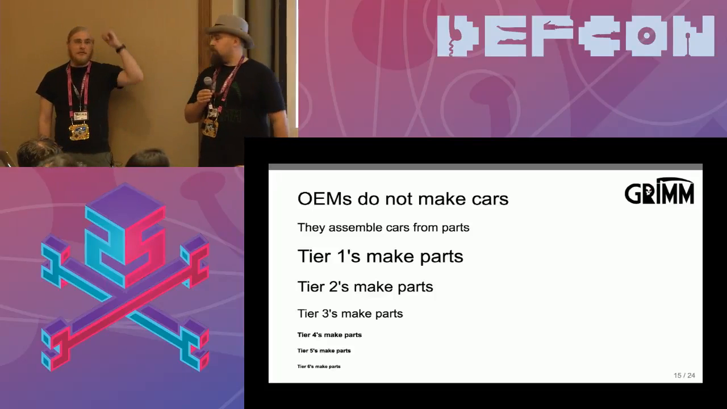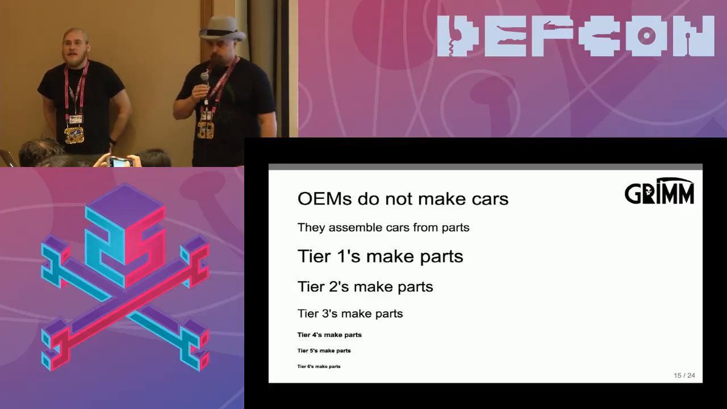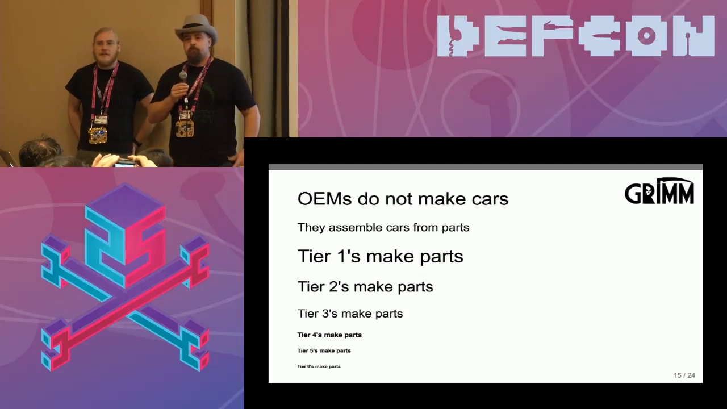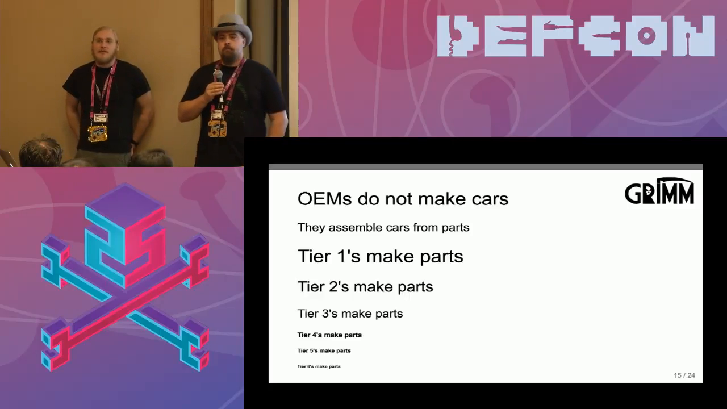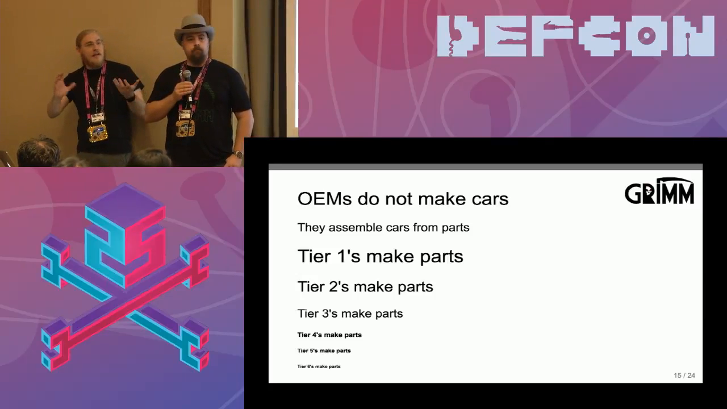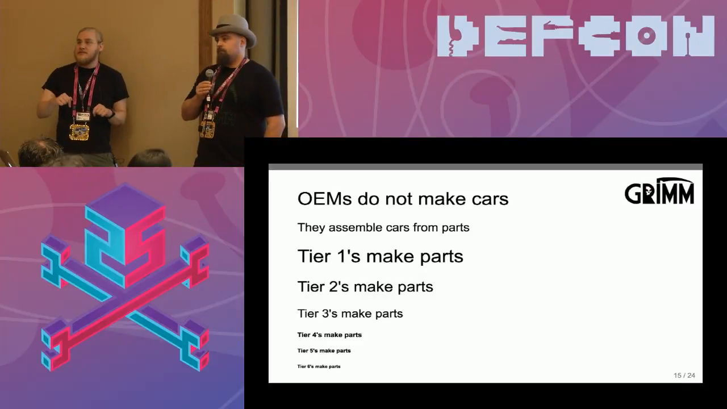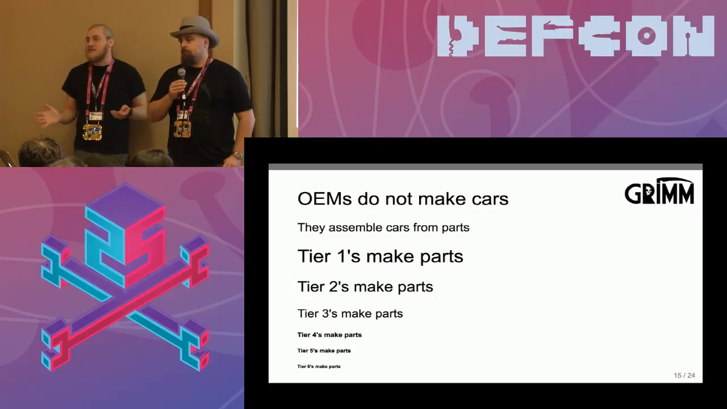Something that's useful to know when you start actually looking at hacking cars is that the OEMs, like Ford and Nissan and Volkswagen, they don't make cars. They put them together. So they subcontract construction of pretty much every assembly in the vehicle. The primary subcontractors are called Tier 1s. Tier 1s employ Tier 2s, who employ Tier 3s, many levels deep sometimes.